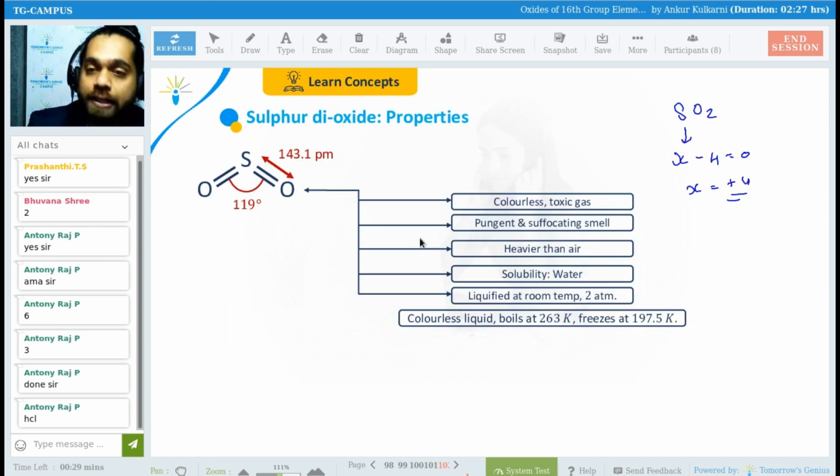Now look at the physical properties. It is a colorless, toxic gas. Obviously, sulfur dioxide is toxic. It has a suffocating smell and is heavier than air. We discussed the gas which is lighter than air.